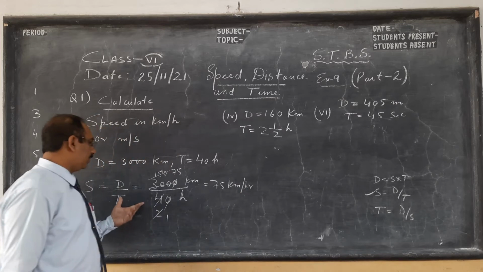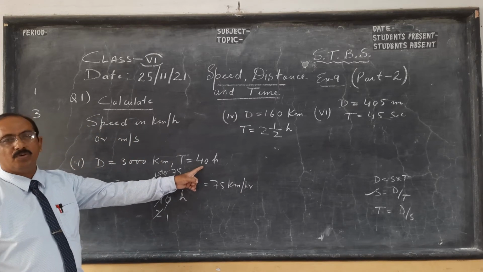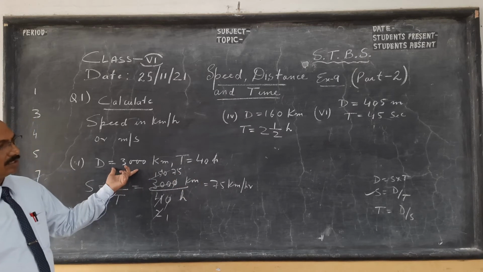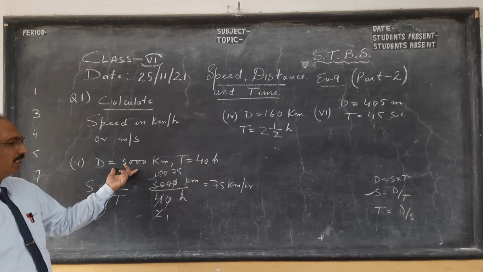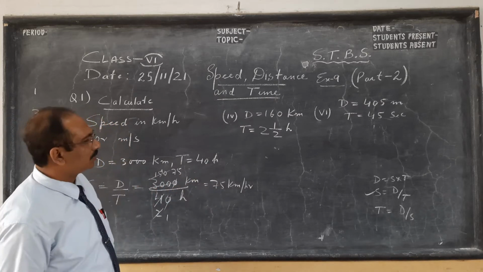If it travels 75 kilometer in 1 hour, then if you go with this speed for 40 hours, you will reach 3000 kilometer. To verify your answer, multiply this and this and see, you will get 3000.